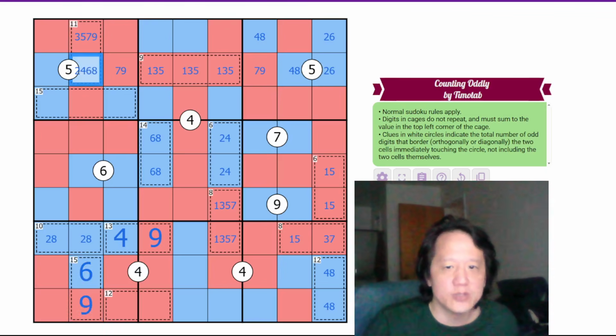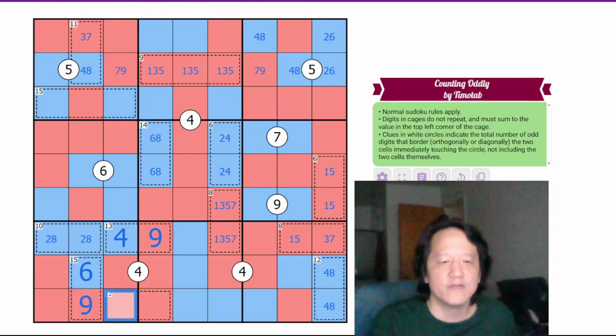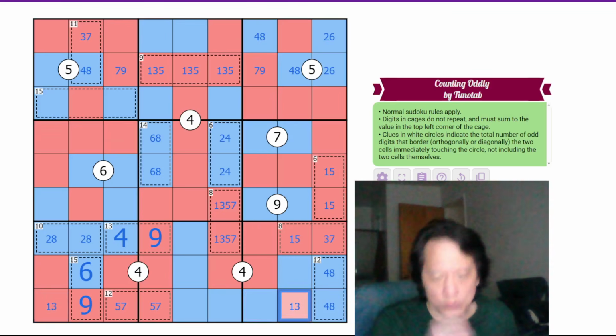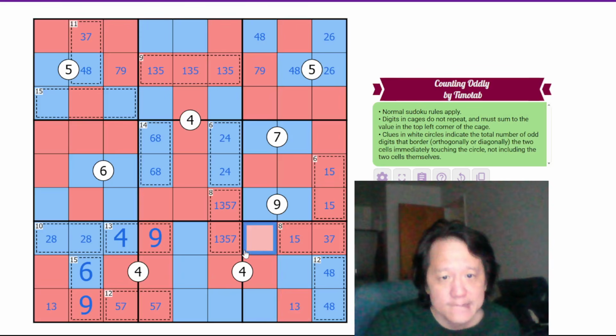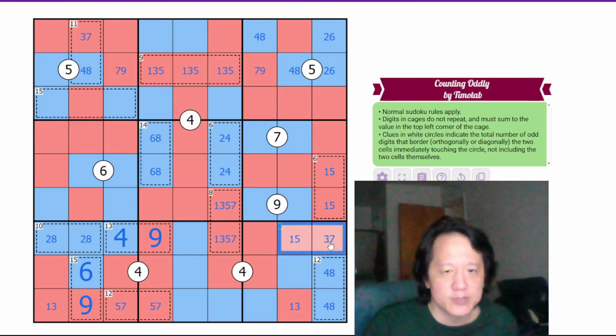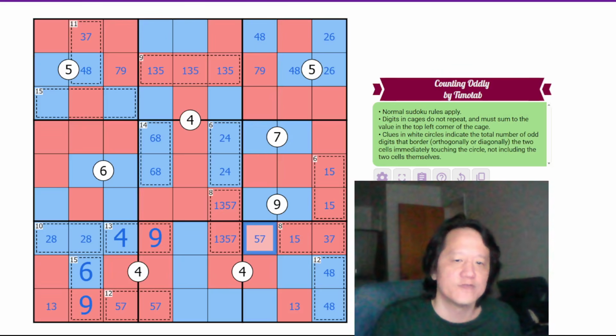That means this can't be 2, 9 here, or 6, 5 here, adding up to 11. This cannot be 3 and 9, adding up to 12. It must be 5 and 7 as a pair. That just leaves 1 and 3 remaining as the odd digits in row 9. This is 1 or 3. One of these is 1 or 3 to add up to 8, so that leaves this cannot be 9, cannot be 1 or 3, so it's 5, 7.